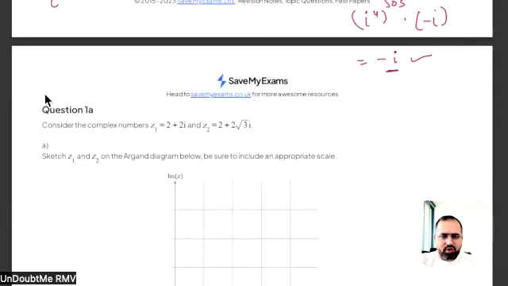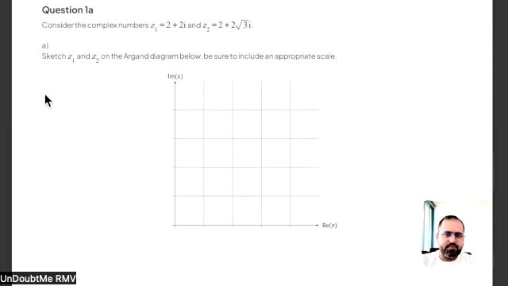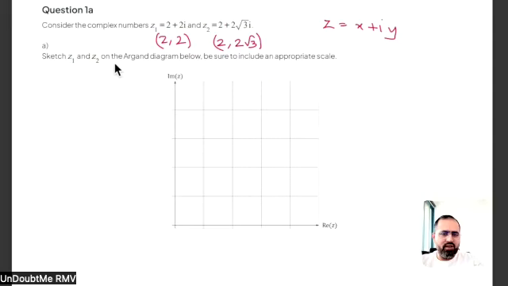Right now, we are moving on to this question. Let us first analyze what is given as a complex number. Firstly, complex numbers are written as x plus iota y. So you should not treat them as anything more than just (2, 2) and (2, 2 root 3). This interpretation is very important, then only your work will be easier. Now what they are saying: sketch on the Argand diagram. The Argand diagram is this graph which contains real and imaginary axes, and be sure to include the appropriate scale.